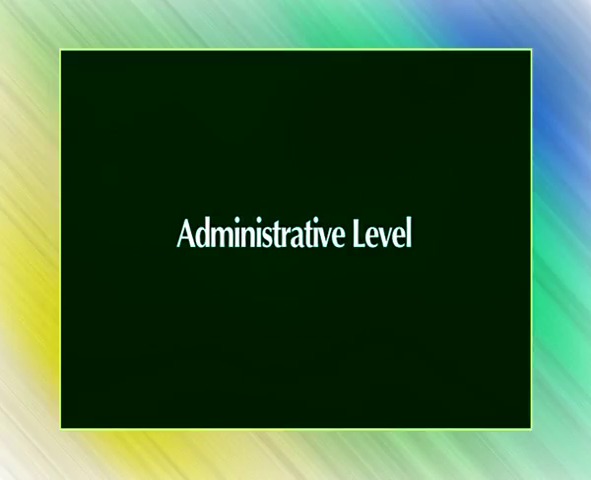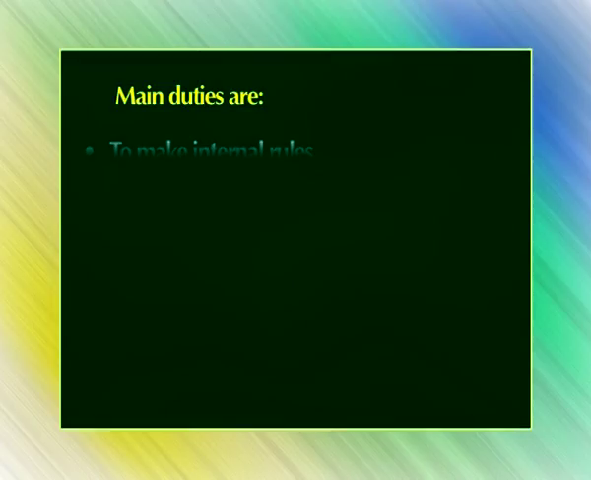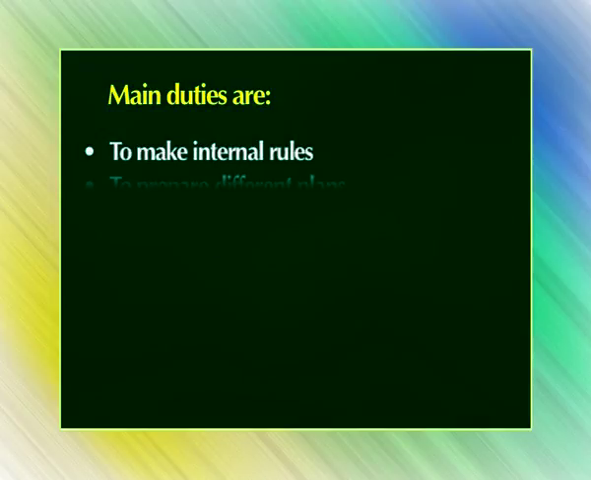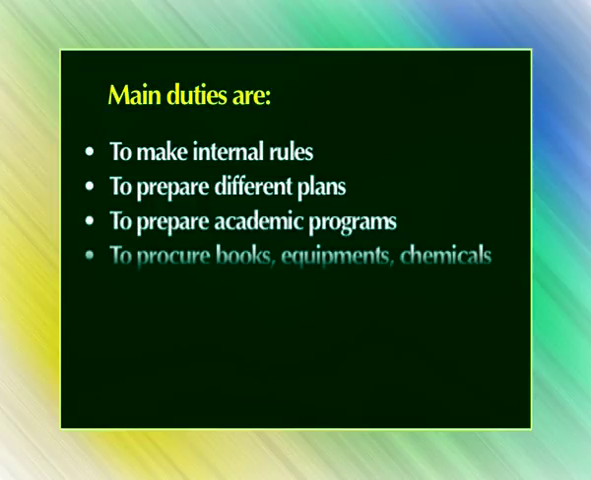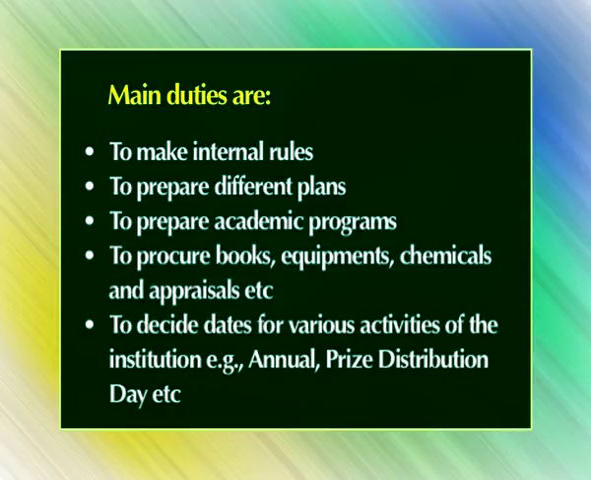Administrative level. This level comprises the vice chancellor, director or principal, dean of the college development council, registrar, administrative officer and librarian, deans of the faculties, and the heads of the departments. The main duties are to make internal rules, to prepare different plans, to prepare academic programs, to procure books, equipment, chemicals and appraisals, etc., to decide dates for various activities of the institution, for example, annual prize distribution day, etc.